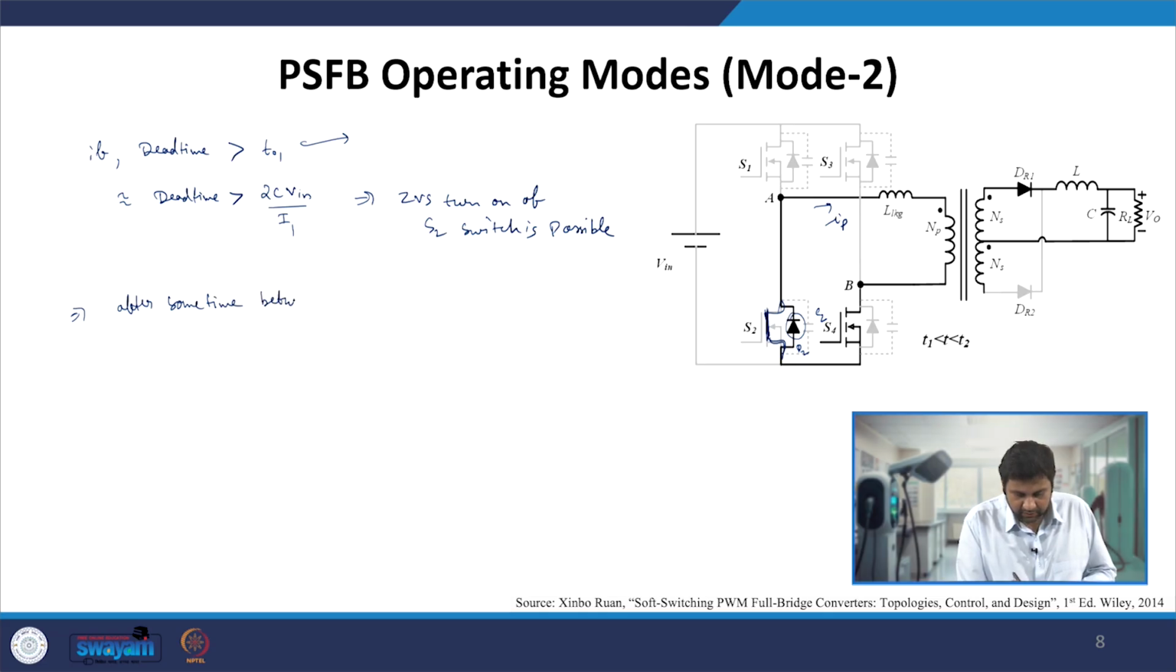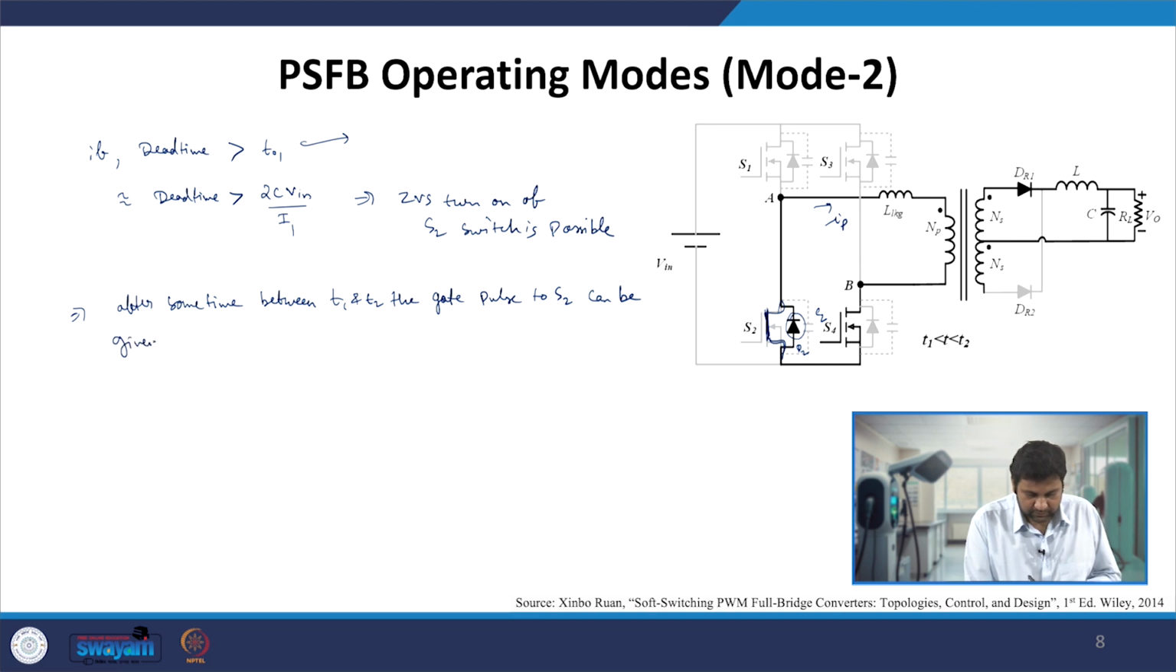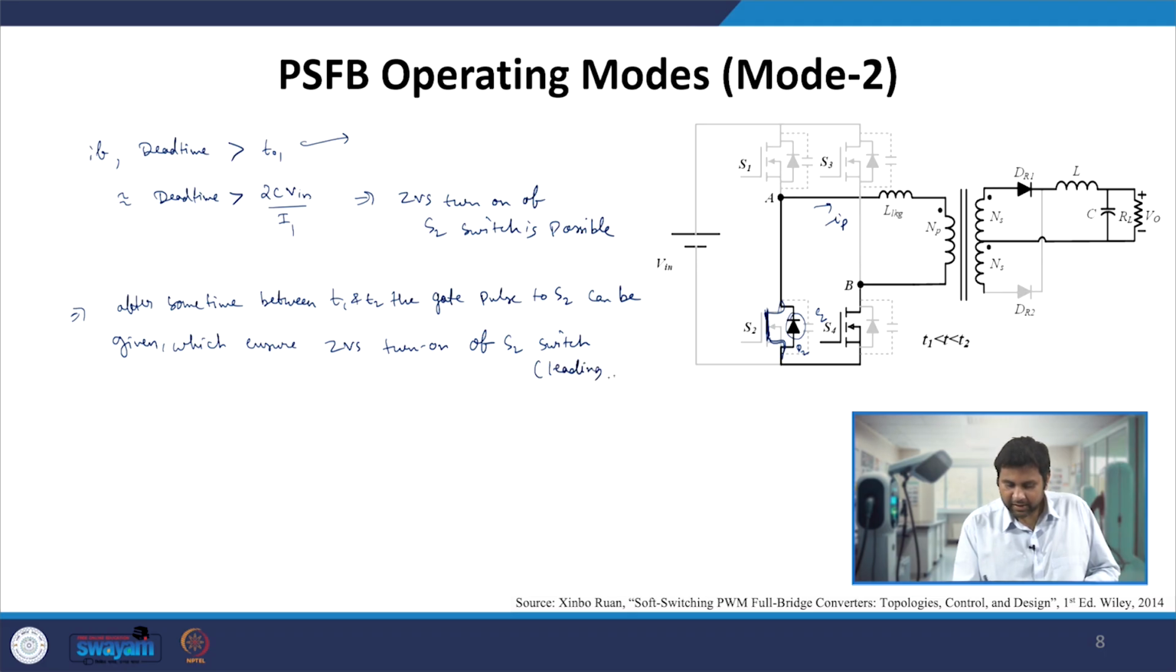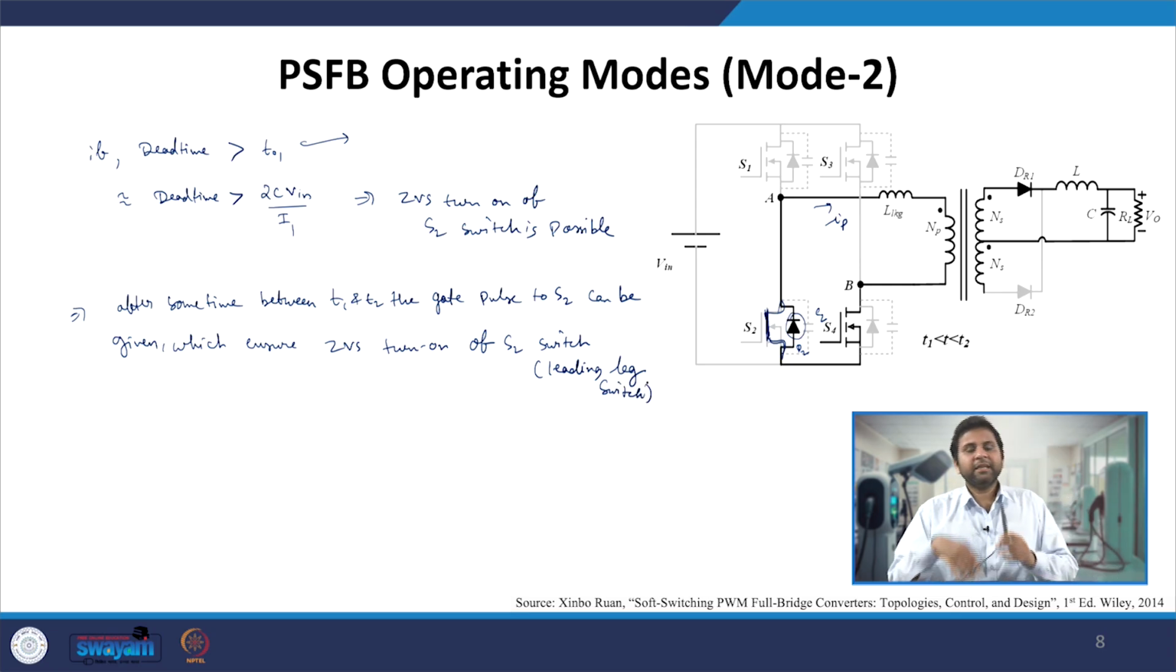So after some time between T1 and T2, the gate pulse to S2 can be given, which ensures ZVS turn on of the S2 switch, or in other words, the leading leg switch, because the same thing will repeat the other way around when we are going from S2 to S1.